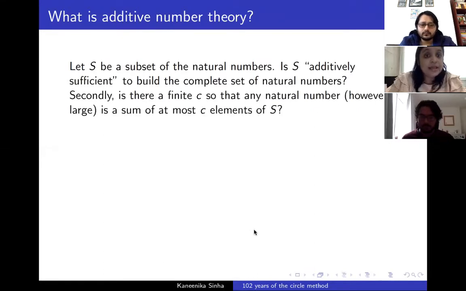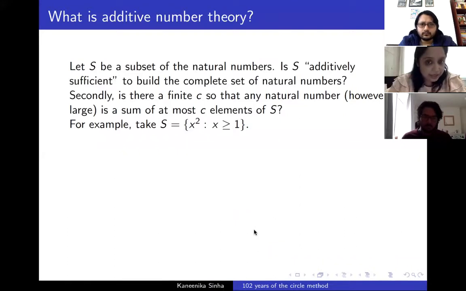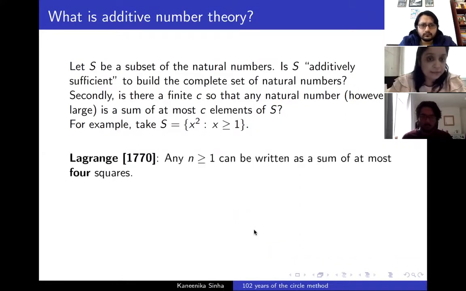Secondly, is there a finite C so that any natural number, however large, is a sum of at most C elements of S? So we are just generalizing Goldbach's questions to a bigger class of subsets of natural numbers. So as I mentioned, let's take S to be equal to x squared, where x is any natural number greater than or equal to 1.